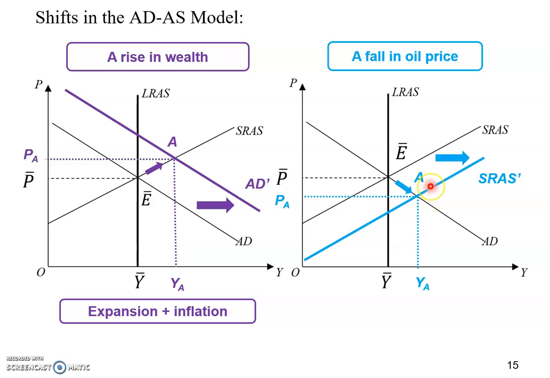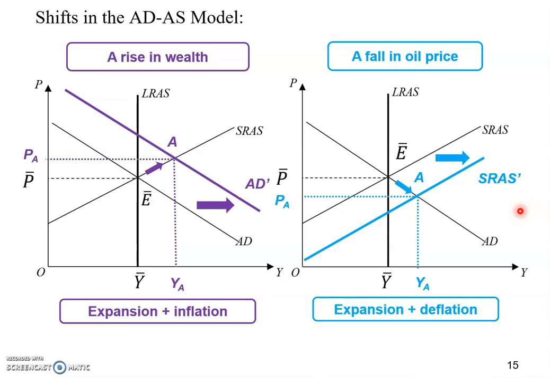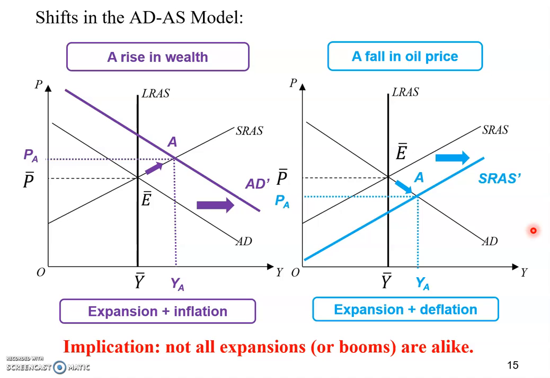At equilibrium point A, we find that the output level stays above the potential level, Y bar, but the price level is below the original level. In other words, this economy is experiencing an expansion and deflation, because the overall price level is lower. Now, putting these two cases together, we can draw the second important conclusion, which is not all expansions are alike.